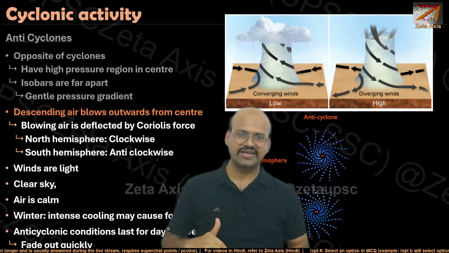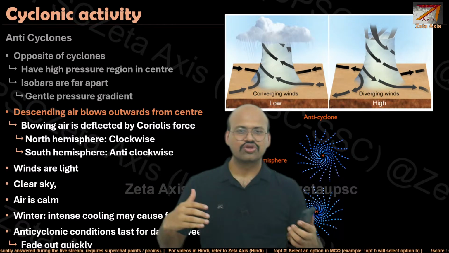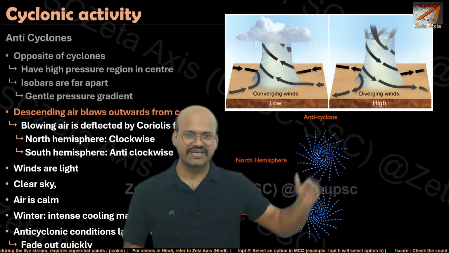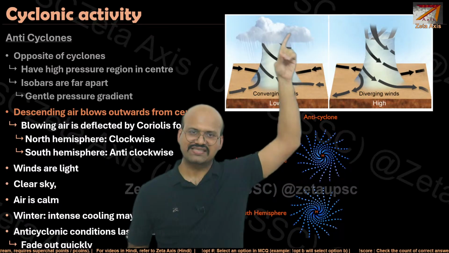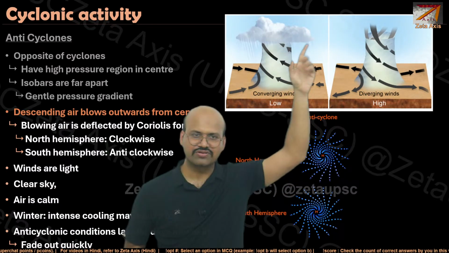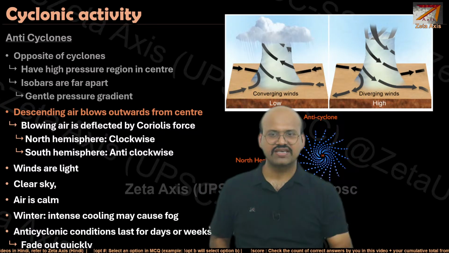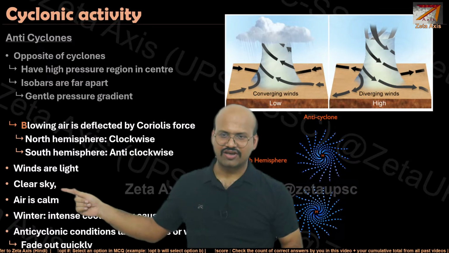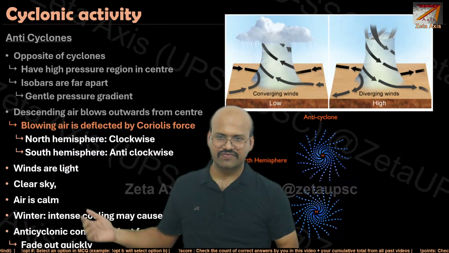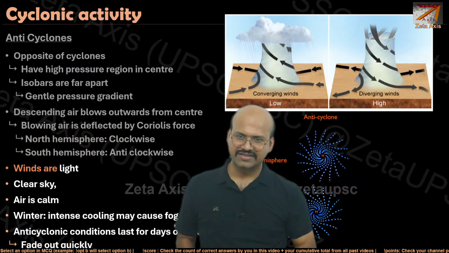Winds are light, sky is clear. Because the air is descending, it is getting adiabatically heated, so you will not find any rainfall, which is indicated in this figure. Here in the cyclonic activity you can see there are clouds. Here you do not see any clouds because the air is descending, it will not give any rainfall. Clear sky, obviously there is no rainfall, no clouds are formed.